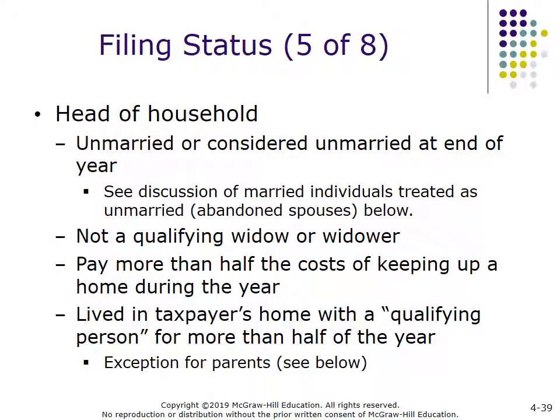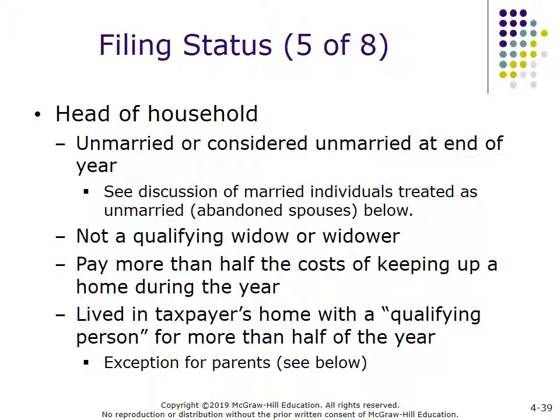Finally, head of household. This is available to the unmarried or considered unmarried at the end of the year. So if you're saying I'm going through a divorce, I'm unmarried. No, you're still married. You're filing married filing separately or married filing jointly. You can't create your own status. There is a little reprieve there.